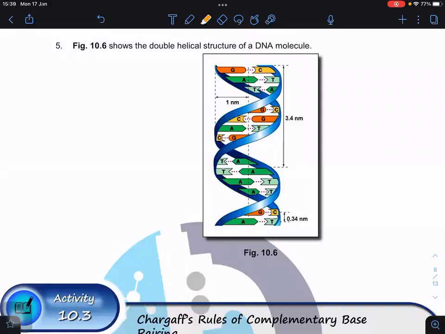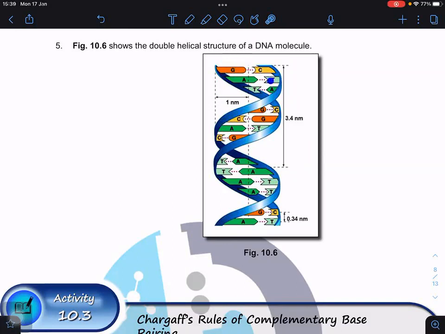Okay, so now this is the structure of the DNA molecule. Each turn, guys, can you see that? Each turn will be 3.4 nanometers, and the diameter is 1 nanometer. And always you have G and C, A and T.